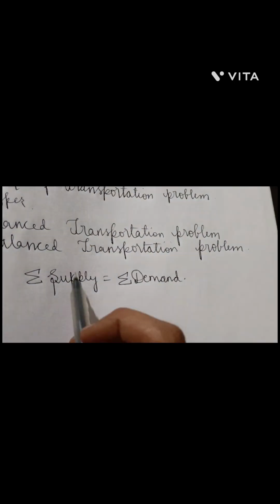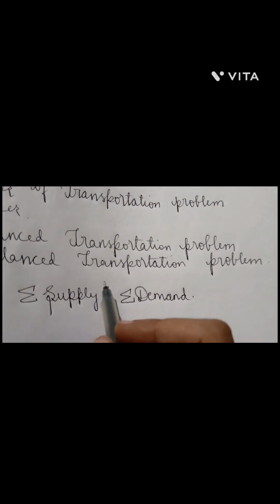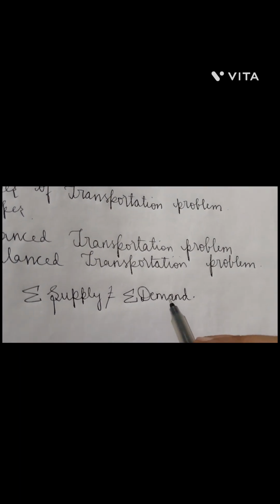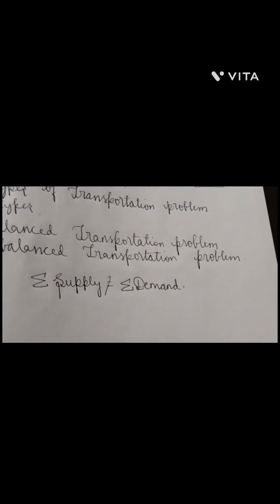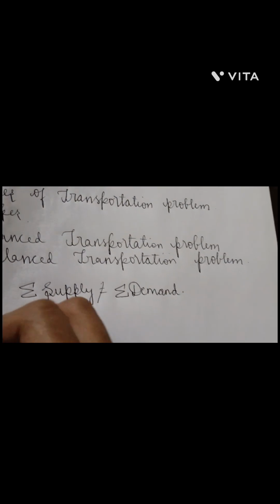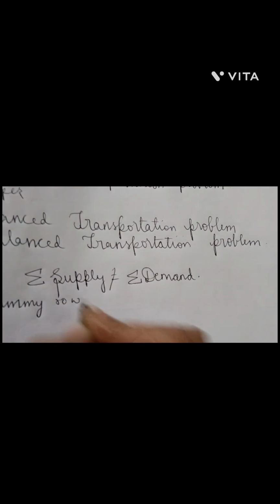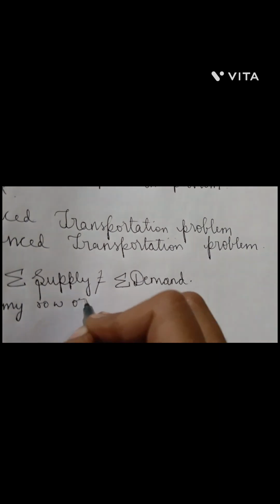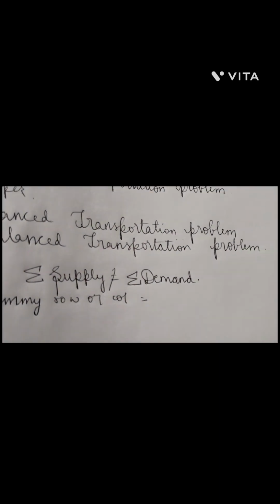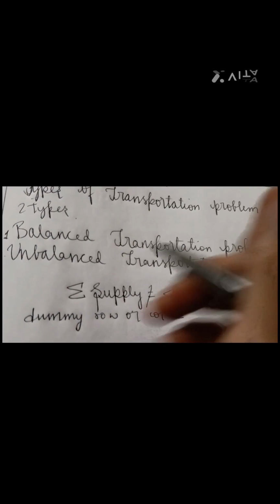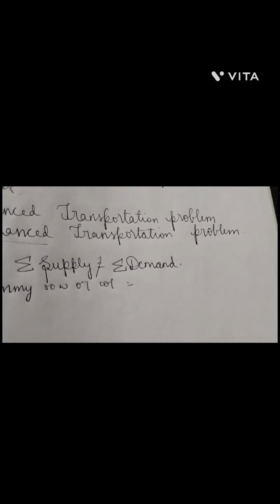On the other hand, if the total supply is not equal to the total demand, then it is called an unbalanced transportation problem. In such cases, we simply add a dummy row or a column to balance the problem so that we can apply the standard methods. Because when the problem is unbalanced, we cannot proceed further to solve it.